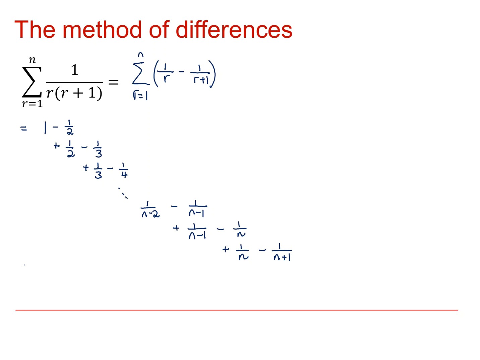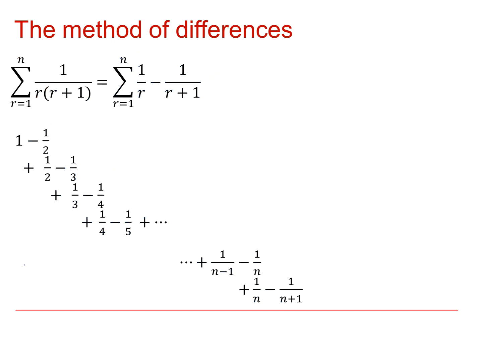You can see how I've set it out with the fractions that are the same as each other underneath each other. Here's a neater version. Now we can cancel out. The minus a half cancels with the plus a half. The minus a third cancels with the plus a third. The minus a quarter cancels with the plus a quarter, and so on.